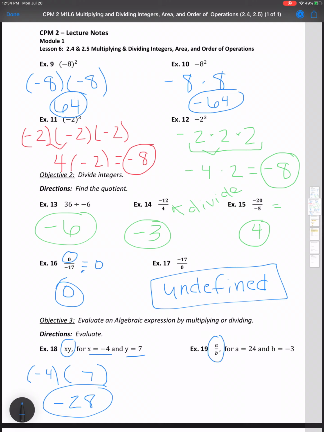So every time I come to a letter, I'm going to put parentheses. And this just helps as these expressions get more difficult too, if you go through and put parentheses. Instead of A, I'm plugging in 24. And instead of B, I'm plugging in -3. So here, 24 divided by -3 is -8. Signs are different, so it's going to be a negative.